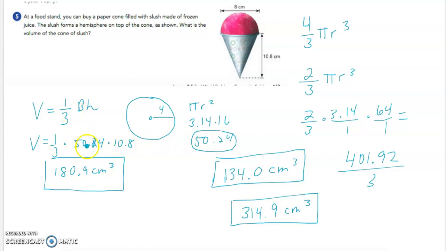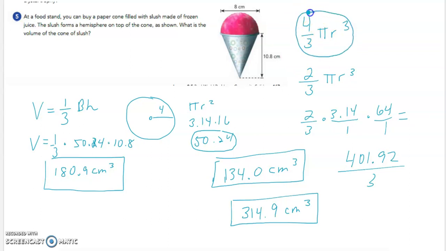Now that I have this, I can plug that into my formula. So I have 1/3 times 50.24 times 10.8, and that 10.8 is the height. I really do 50.24 times 10.8, multiply them together, and then divide by 3. It gives me 180.9. And then for the hemisphere, I have two options. Here's the formula to find the volume of a sphere.